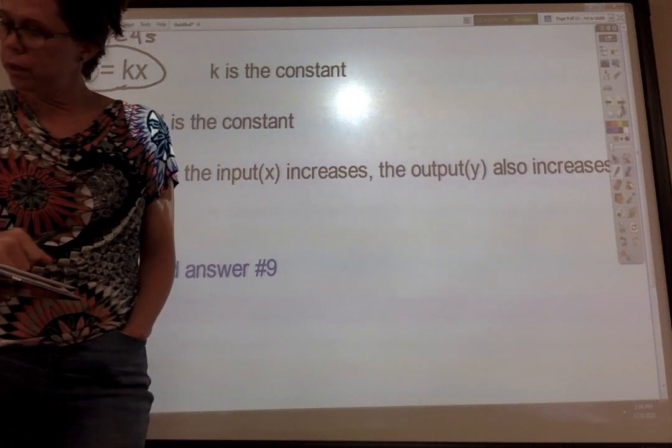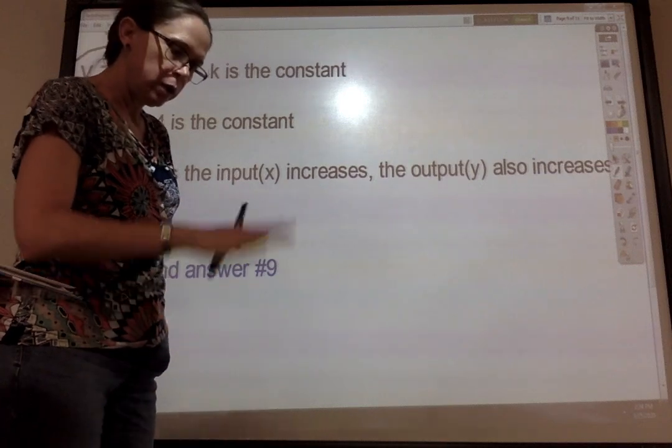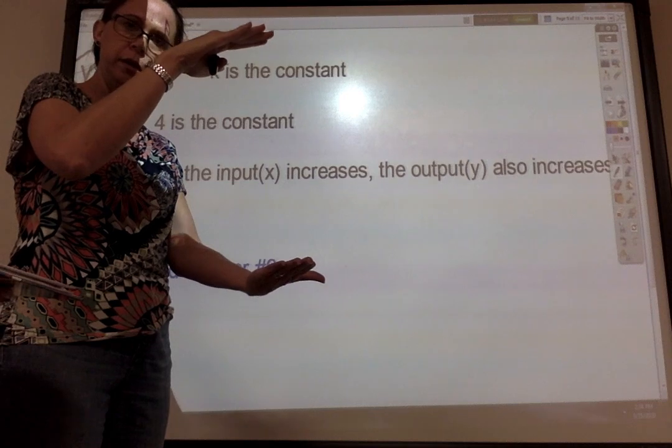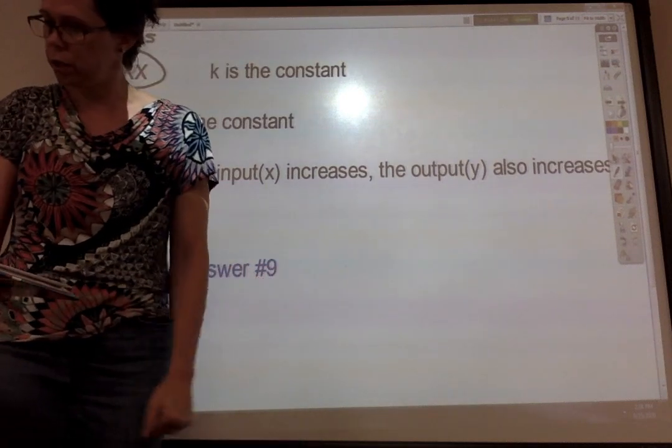B, the number of books in the stack and the height of the stack. Okay, so I've got a stack of books. If I add more books to the stack, is the height going to increase? Yes, so that one is a direct variation.